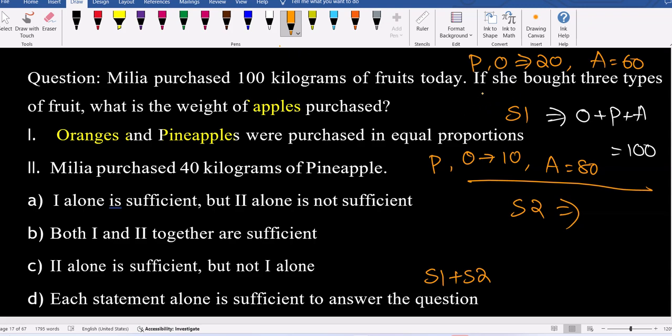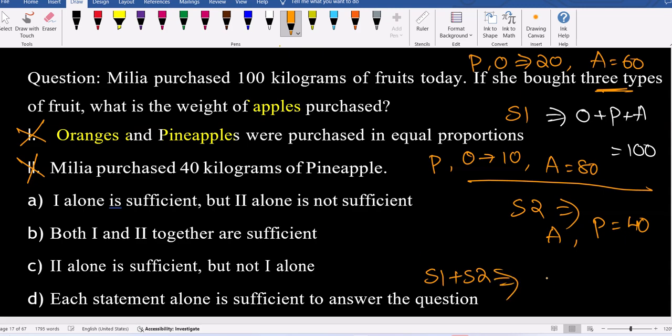So statement 1 alone is not possible. Statement 2 alone, we got only pineapple. I don't know if orange is there also. In the question apple is there. Here pineapple is 40. They said 3 types. What is the third type? We don't know. So 2 alone also is not possible.